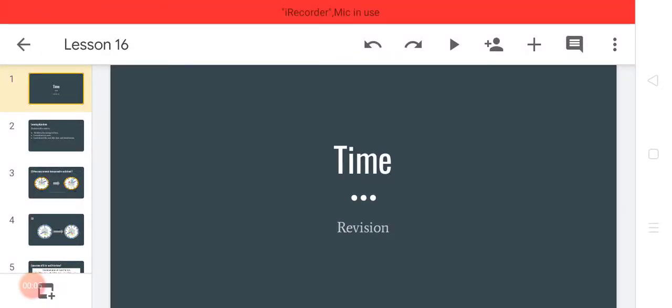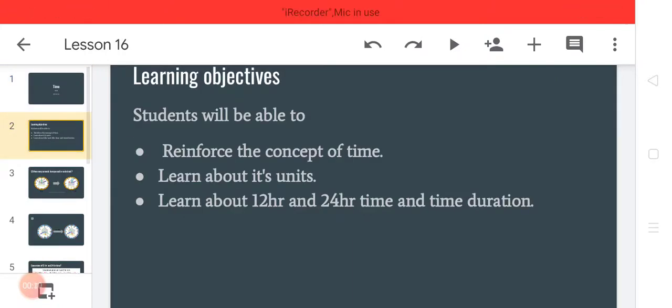Today we are going to revise the topic of time. Let's start its revision. Learning objectives. Students, you are going to learn about time and its units. Units mean hours, minutes and seconds. And you are going to learn more about 12-hour time, 24-hour time and time duration. In time duration, sometimes we are dealing with arrival time, departure time and journey time, or the duration of time between starting and ending time.